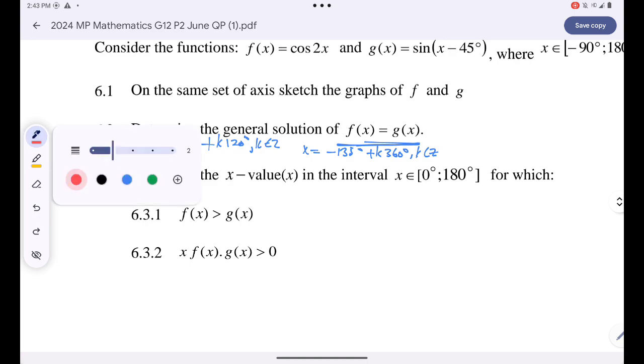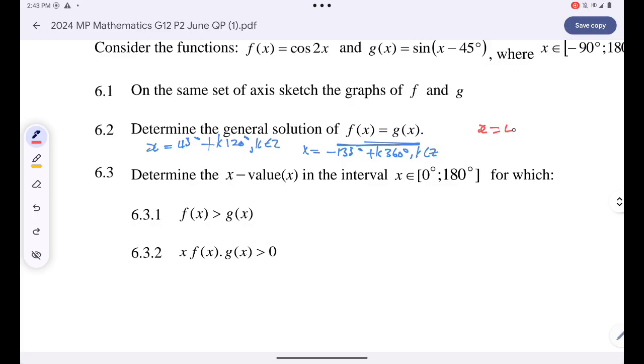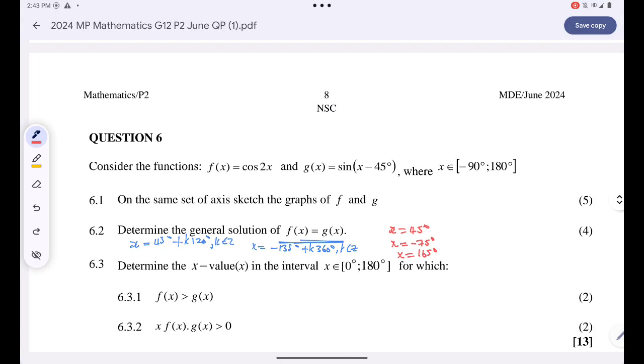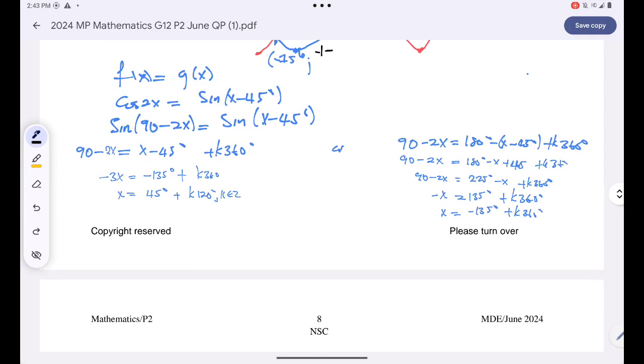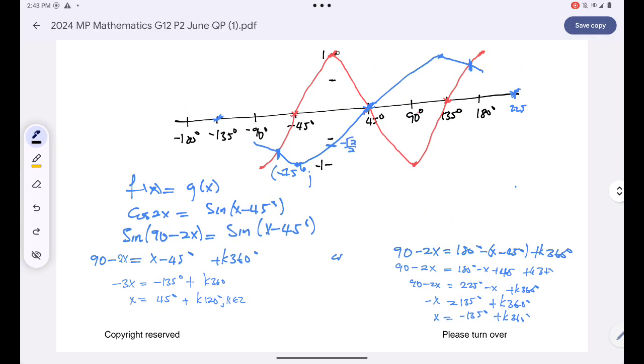I know that the actual solutions will be x is equal to 45, x is equal to negative 75, and then x is equal to 165, all together. And now I'm looking for the values of x for which f of x is above g of x. My y-intercept was over there. I don't know how it got removed.